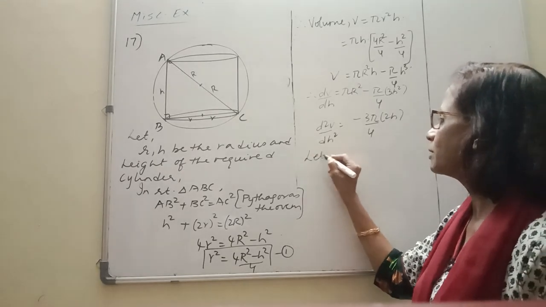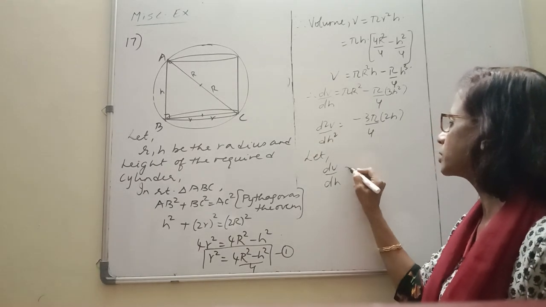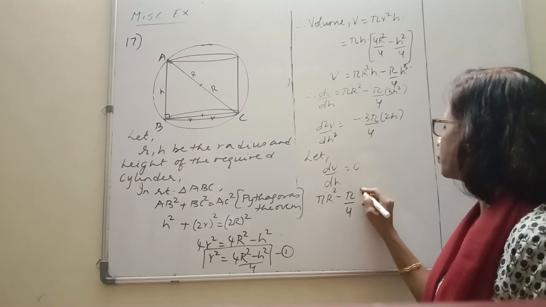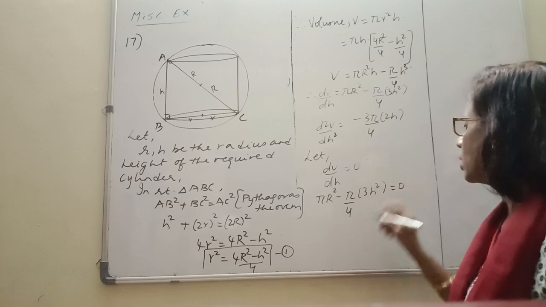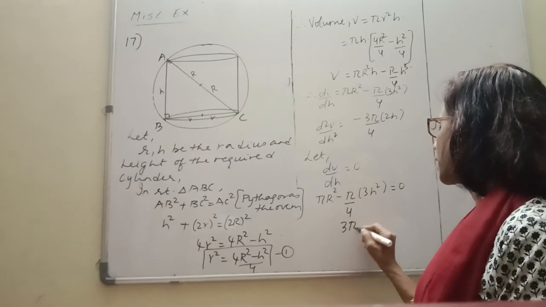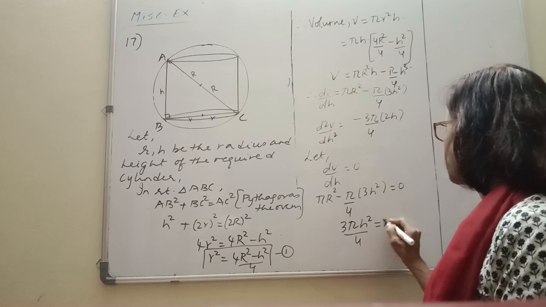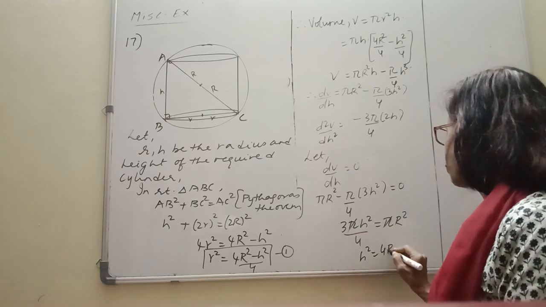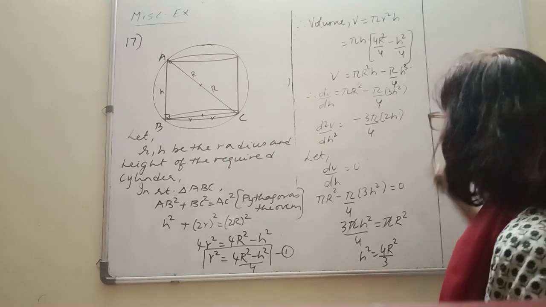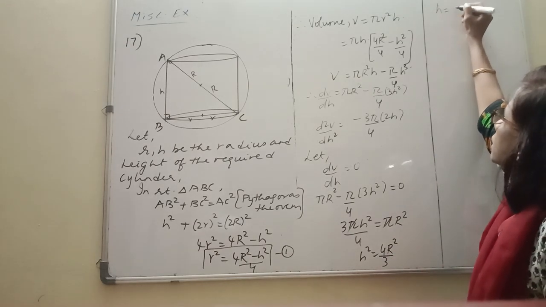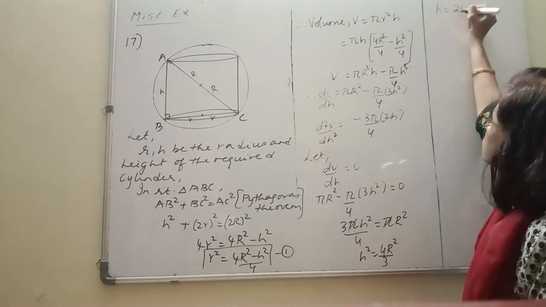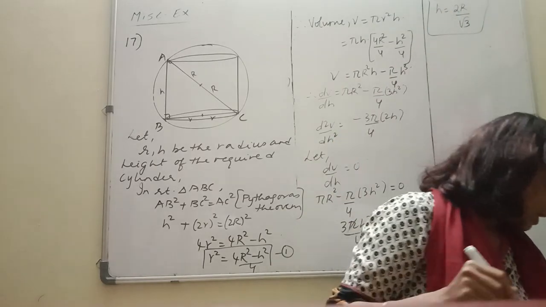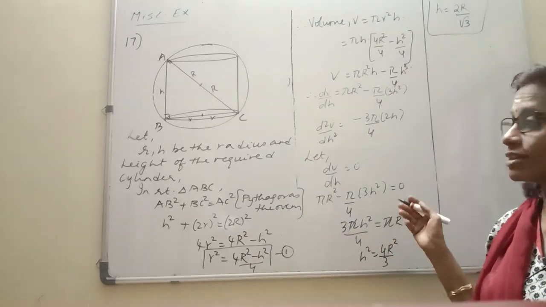So now for the critical point, let dV over dh be equal to 0. So what is happening? Pi R squared minus pi over 4 times 3h squared equal to 0, or rather you can have 3 pi h squared over 4 equal to pi R squared. Let's right away cancel the pi, and h squared becomes 4R squared over 3, or when we take the root, h becomes root of 4R squared by 3, so that is 2R over root 3. That's exactly what they have asked us to show. If you look at the question, they tell us to show that the height is 2R over root 3. This is how we get it.